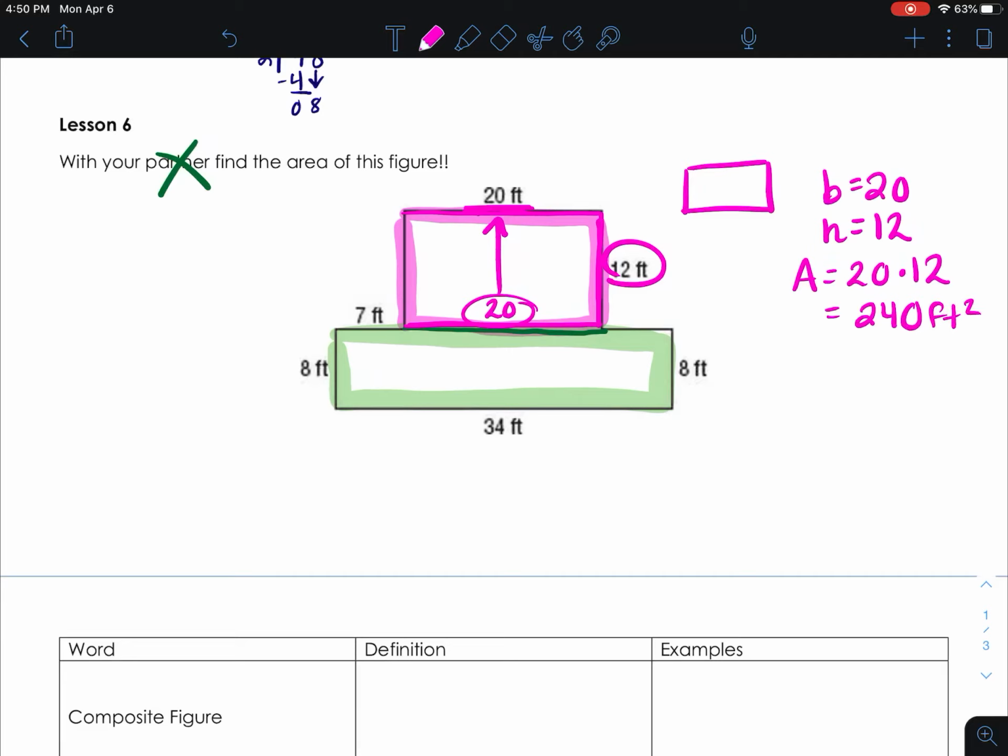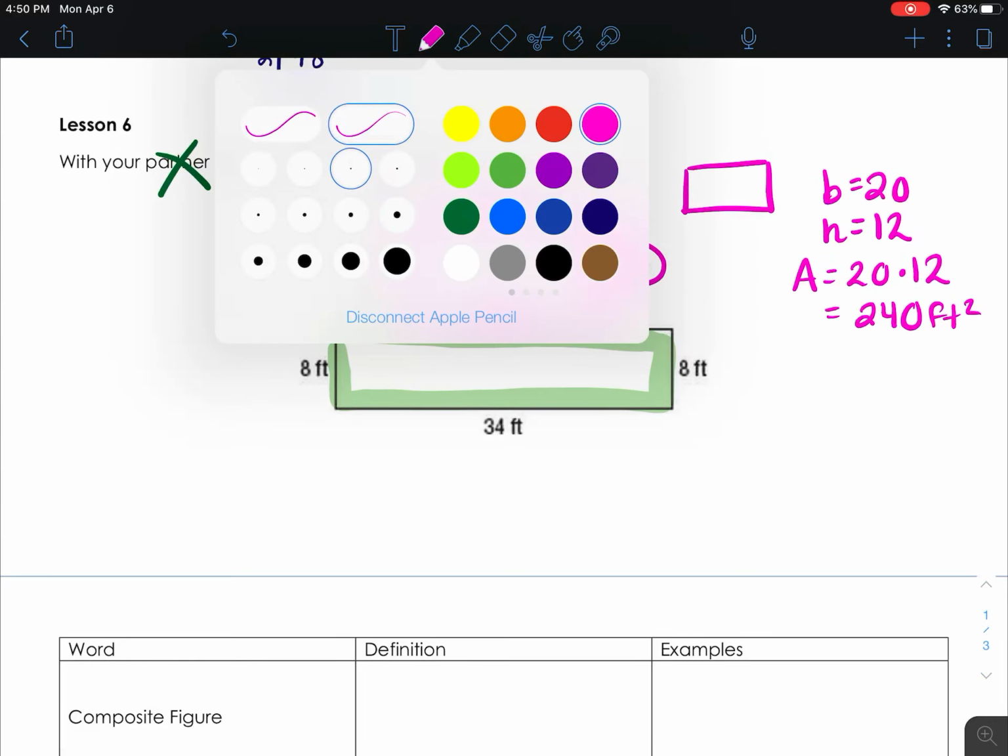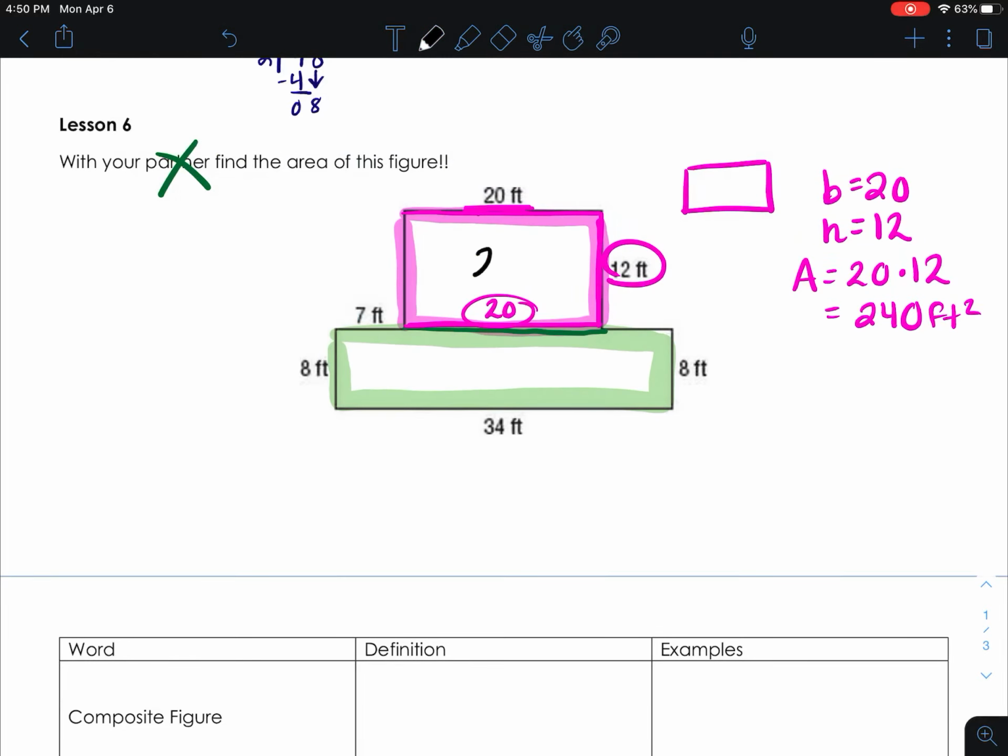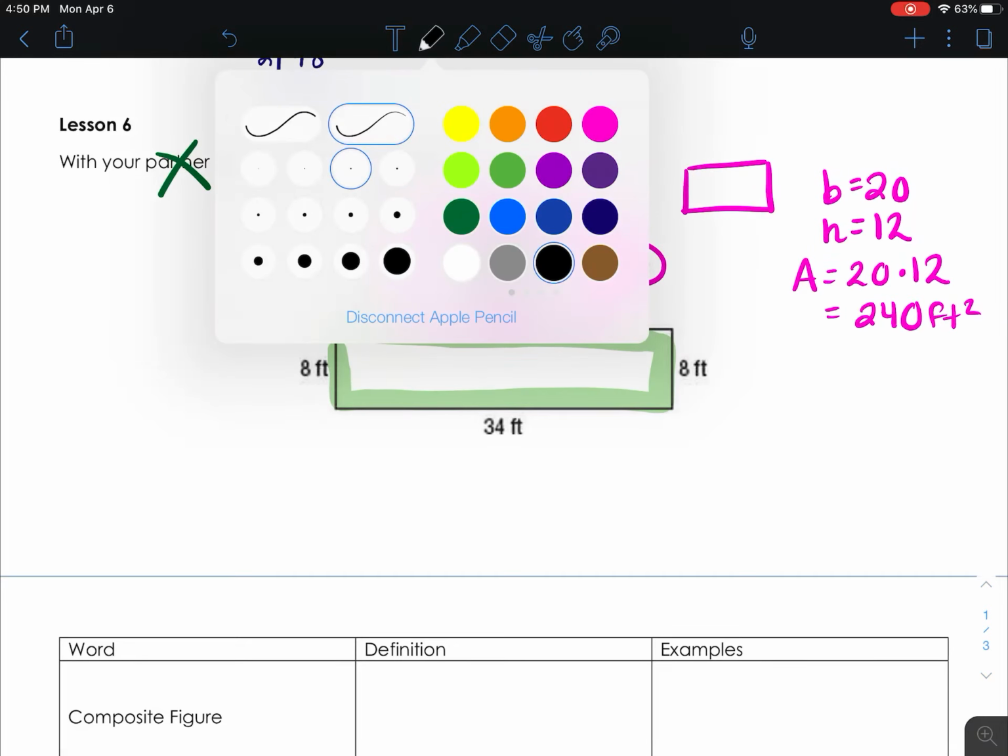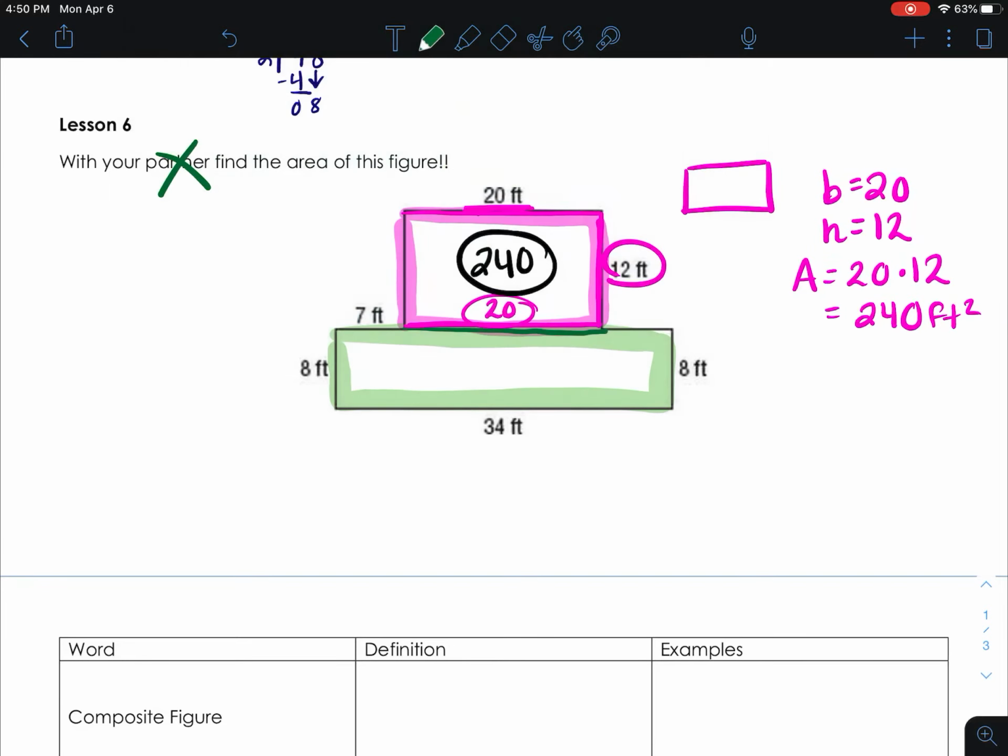Remember, today we're focusing on area, so your units should be squared. Now, we solve the area of this one. Something I like to do is label as I go. So the area of this one was 240, and I put it right in the center, because at the end, I'm going to have to add this up. So now that I got that first one, I'm going to go ahead and solve for this green one.